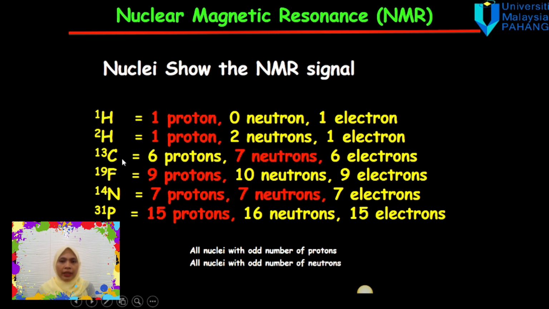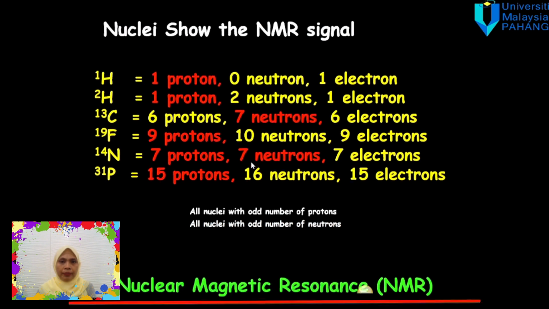C13, why can it be detected? Because it has an odd number of neutrons. Fluorine 19 because of 9 protons, nitrogen 14 because 7 protons and 7 neutrons. Phosphorus 31 is because of 15 protons. All the numbers you can see here regard the odd number of protons and neutrons.